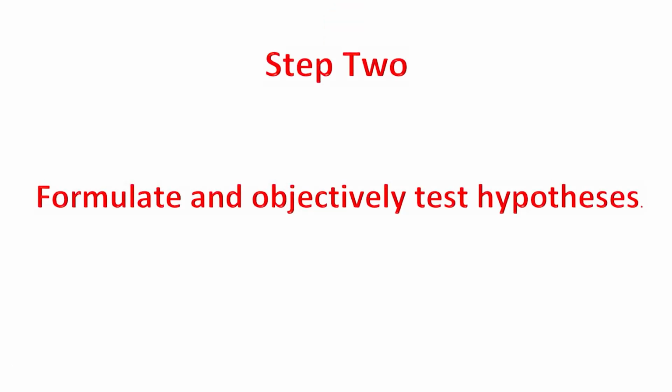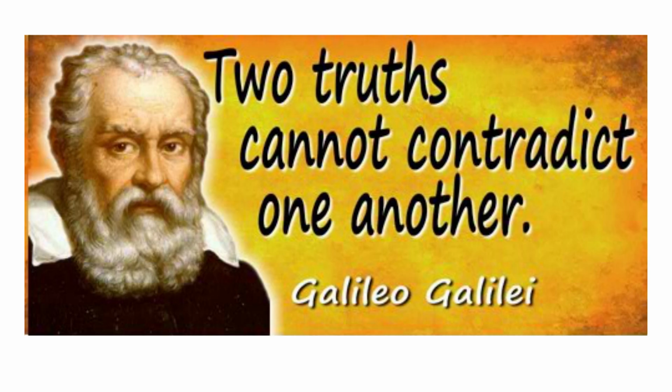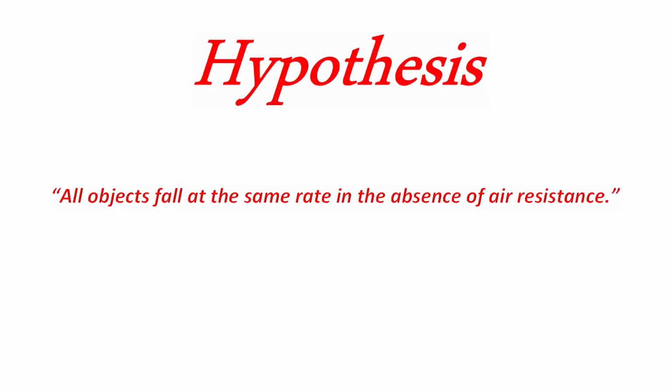Step 2. Formulate and objectively test hypotheses. Galileo used logical contradiction to refute the idea that different masses fall at different rates, and he produced a hypothesis that all objects fall at the same rate in the absence of air resistance.